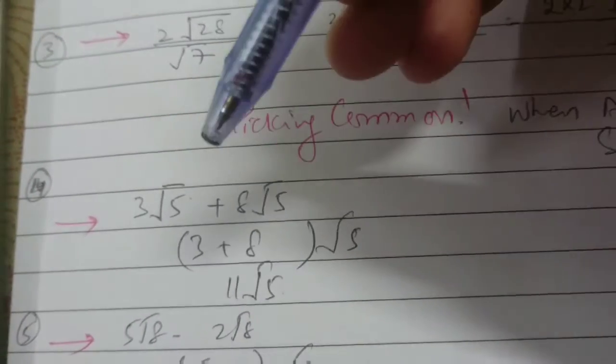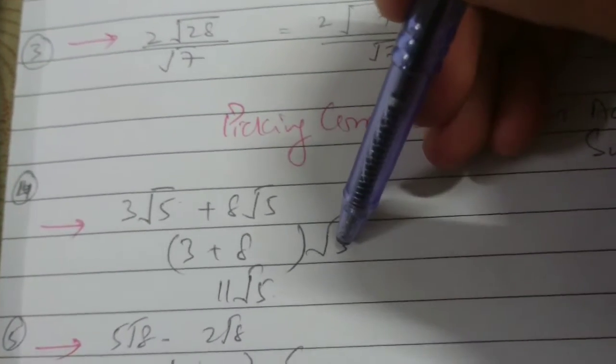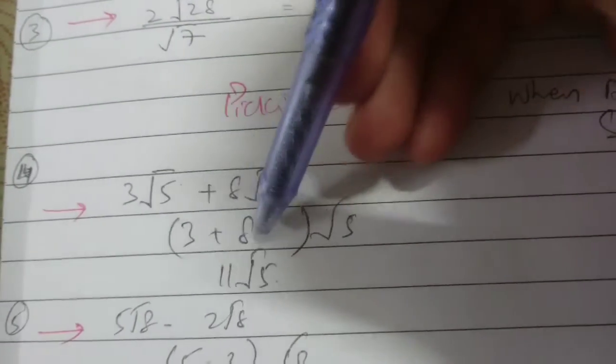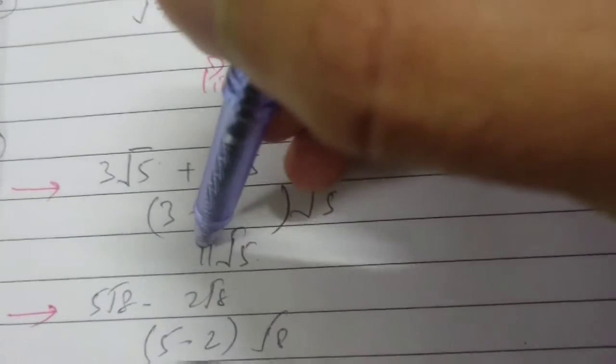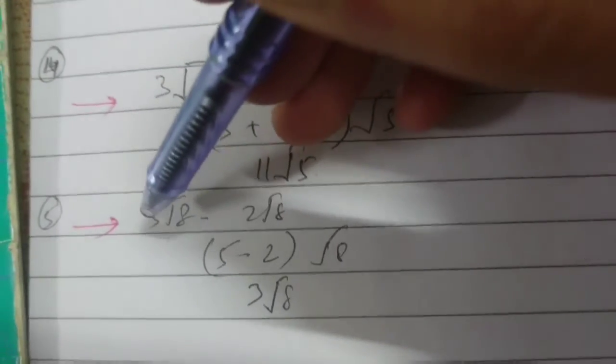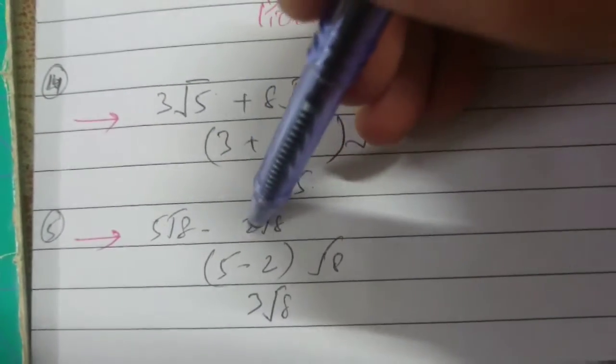Just pick up both of them and take out the common. Whatever numbers are remaining, just put them in the bracket, like 3 and 8. Add them, whatever value comes, stick it with the root 5, and that will be your answer. So you can see that 5 root 8 minus 2 root 8.